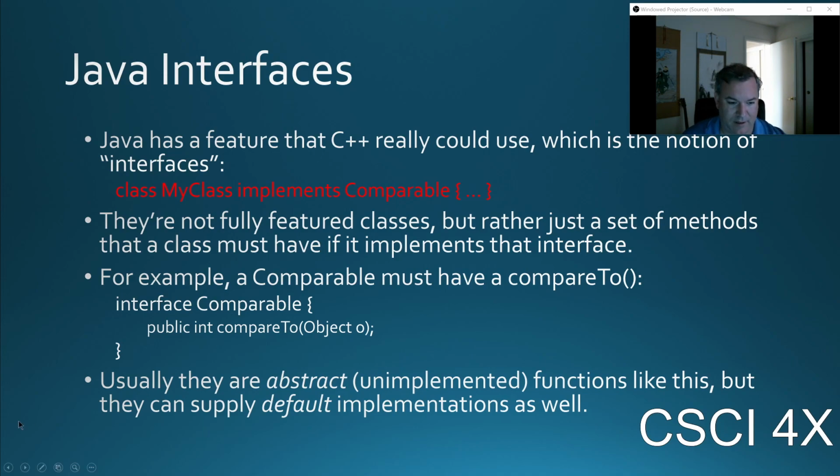So see how it doesn't have any function body or anything like that. The interface just says anybody who implements this interface must have a public int function named compare2 that takes another object. Okay. That's usually how you do it.